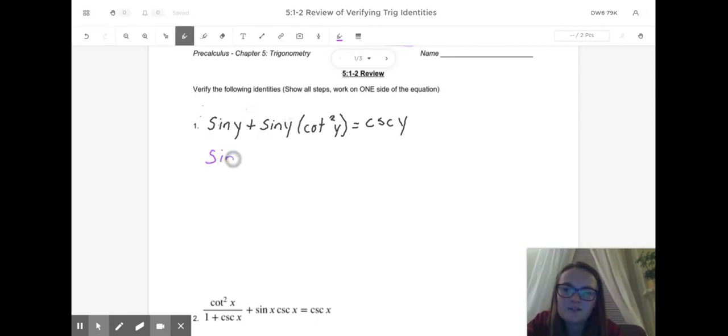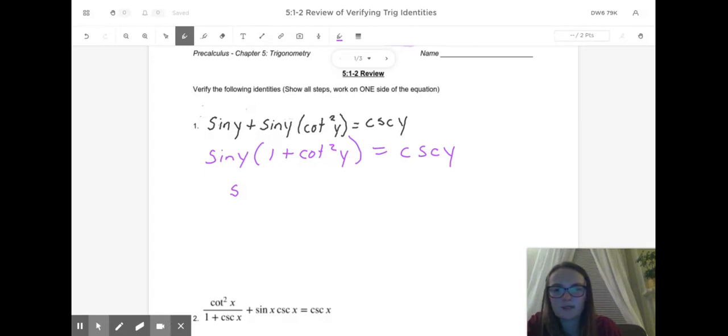So I'm going to go ahead and factor the sine of y out, and I'm left with 1 plus cotangent squared y. And the question is, does it equal cosecant of y? All right, so thinking about my Pythagorean identities, you could probably just have them written off to the side. But 1 plus cotangent squared is cosecant squared. So this is the same thing as me saying sine of y times cosecant squared y. And the question is, does it equal cosecant y?